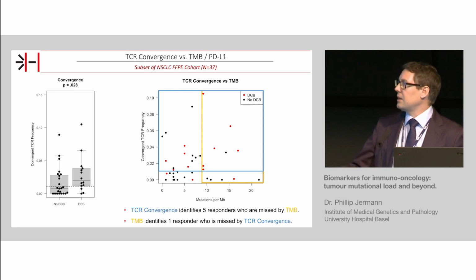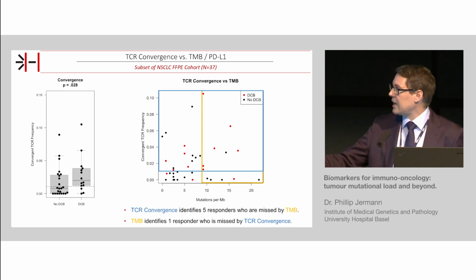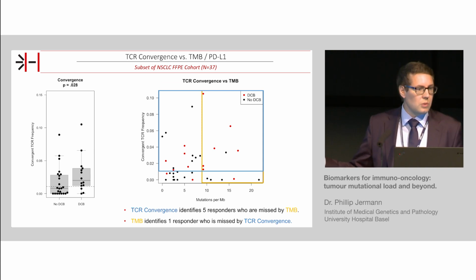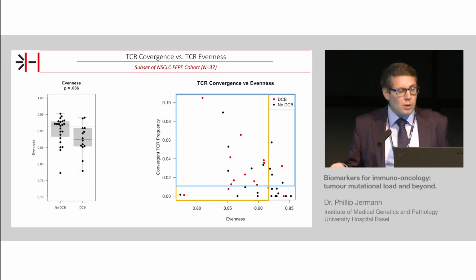quite a few. Now, if we add the convergence frequency, for which we also calculated the cutoff based on the Youden index, and we, in addition, use this, we actually catch 5 more responders that are missed by TMB. Nevertheless, TMB also includes 1 responder that is missed by convergence. So again, indicating a complementary setting here.